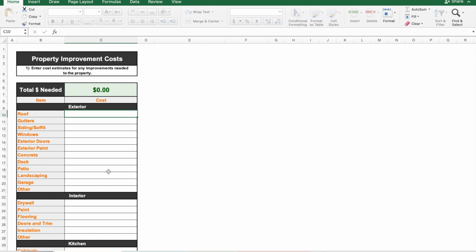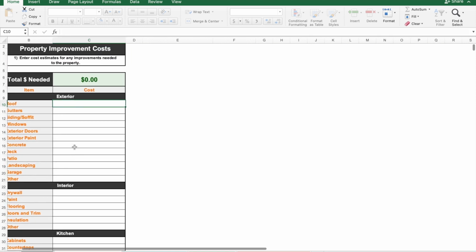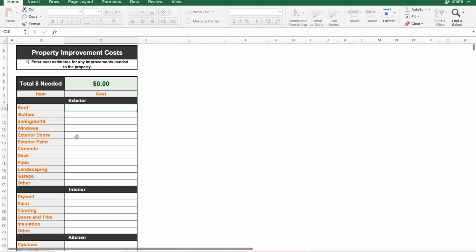So tab 1 is the property improvement cost tab, and you're going to want to go down, and if any of these items needs any work, you're going to want to assign a dollar value to that item depending on how much work it needs. So you just kind of work through this list, enter dollar amounts, and then it automatically sums a total up here for how much it's going to cost to repair, improve, remodel the property. So right now I'm going to go through and fill out some random stuff, and you'll see how it works.